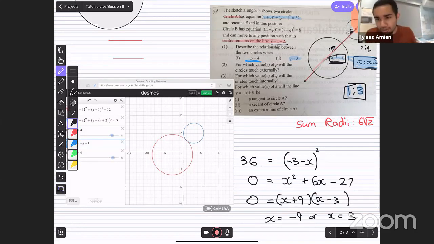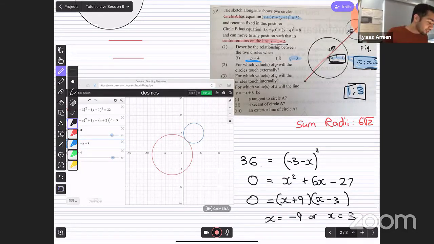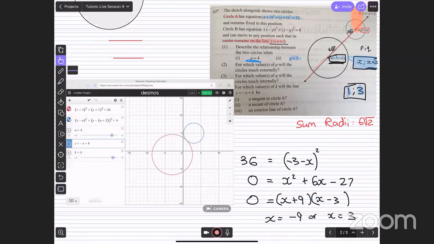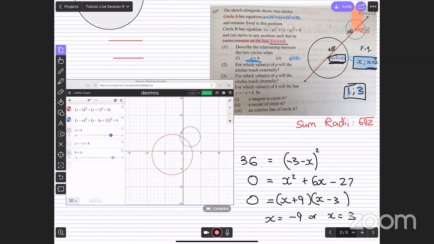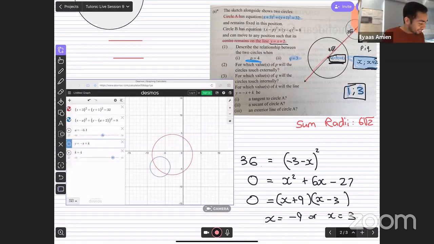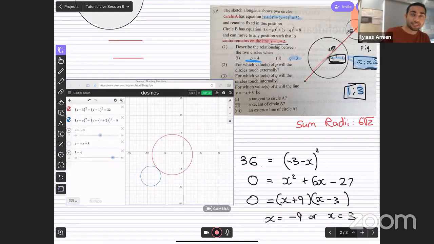What are we trying to solve for? What's the point of this calculation? We're trying to find the value of p for which the circles touch externally. And how many times do the circles touch externally? Twice. So do you see, A is 3? I gave you the answer already. A is 3, and then when A is, what did we say? Negative 9. Remember, A is just x.